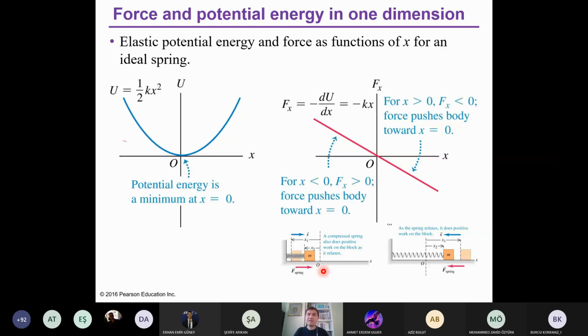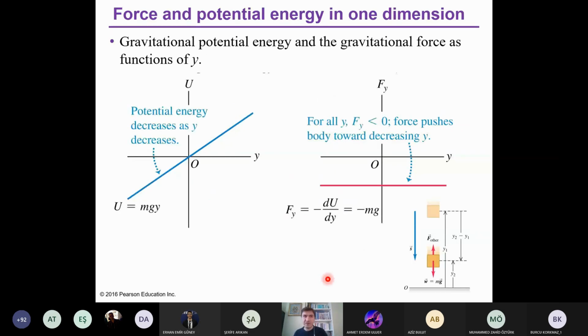So the same mechanism is also valid for the gravitational force. Look at the gravitational potential energy. This is the potential energy axis. This is the y-axis. Okay, I'm talking about the height, position along the y-axis. So what is potential energy due to the gravity? mgy. If you increase the height of the box here, then you will have bigger potential energy. If you decrease the height of the box down to zero, then potential energy will be zero. If you go further, then you will have negative potential energy.